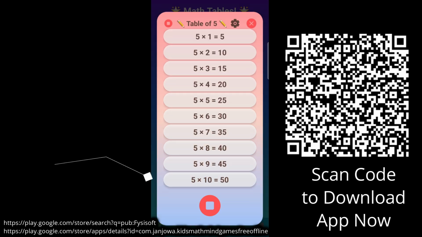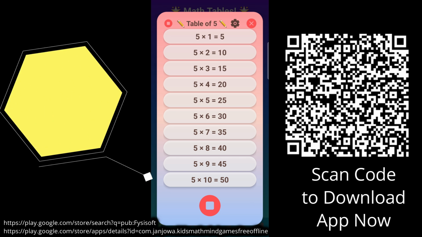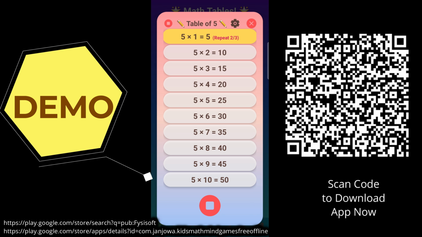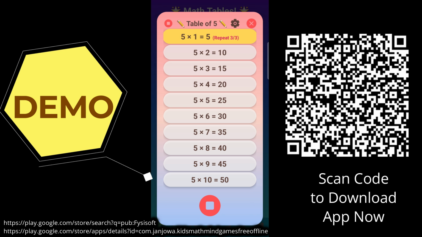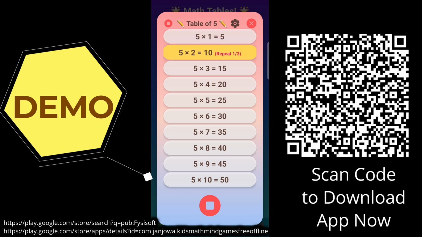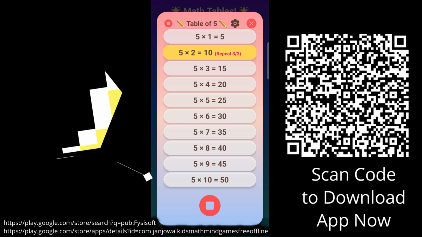Let's learn the table of 5. 5 1 a 5. 5 2's a 10.